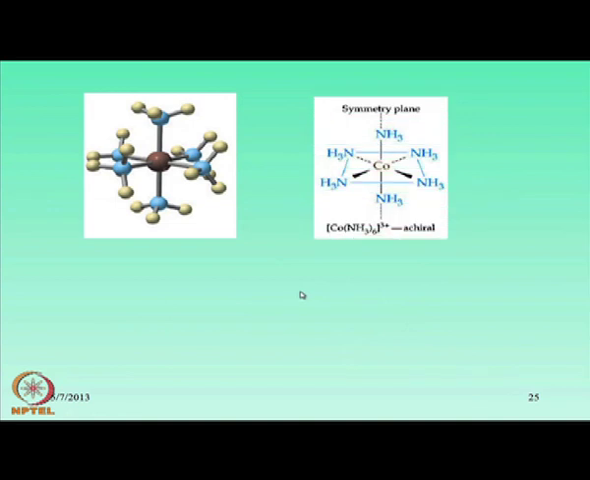Then we have what we have just seen for the other compounds which have the symmetry plane. If it is a dichloro compound it is also achiral, and if it is a hexaammine compound it is also achiral, because we have a symmetry plane inside the molecule which divides it into two, and one half is the mirror image of the other.